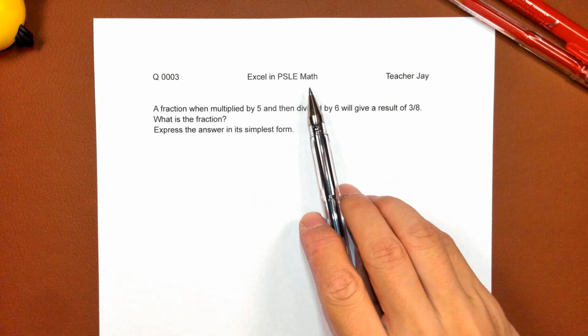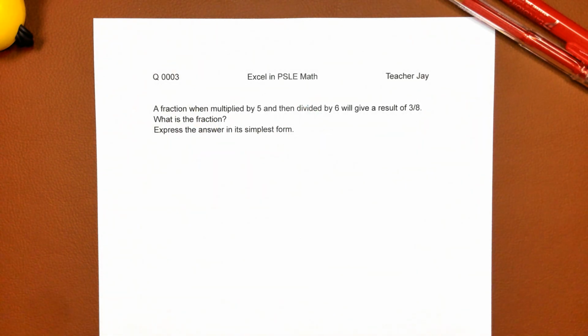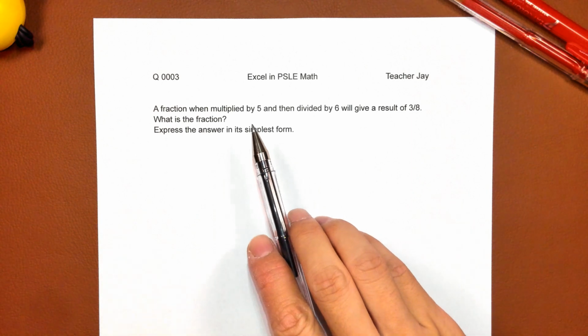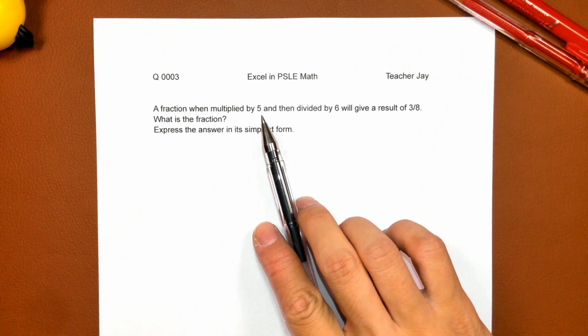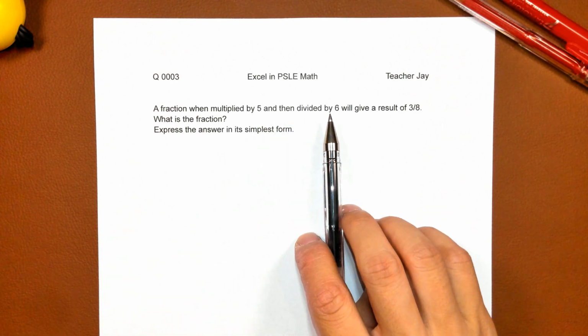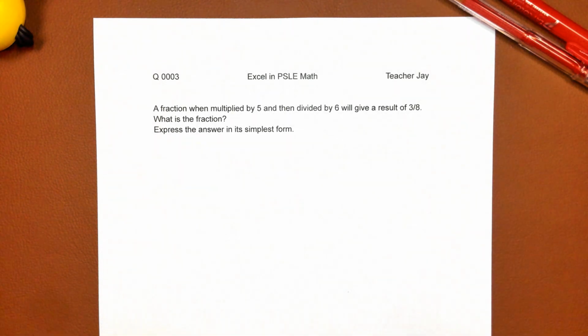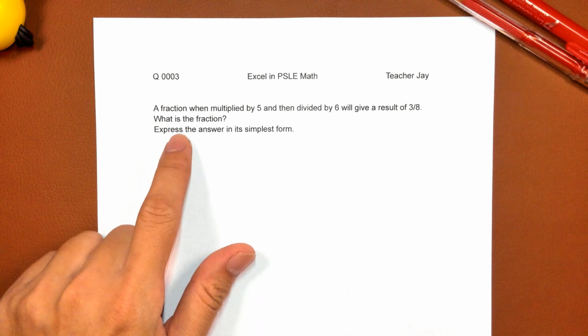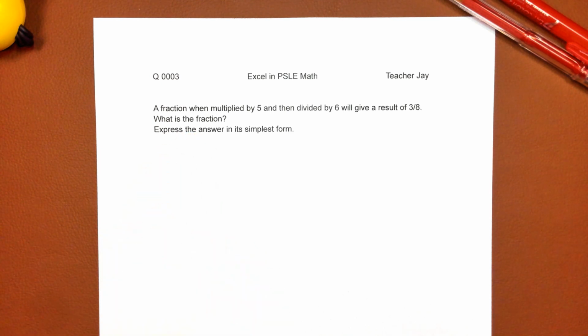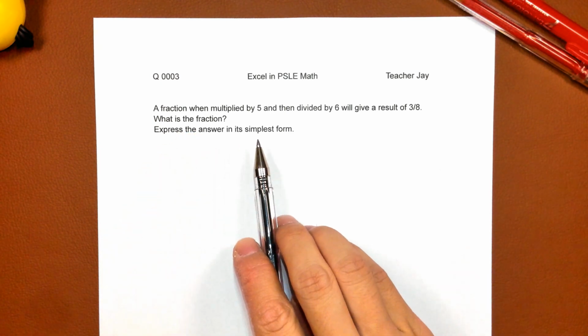Excel in PSLE Math Question 3. A fraction, when multiplied by 5 and then divided by 6, will give a result of 3/8. The question is, what is the fraction? And express the answer in its simplest form.